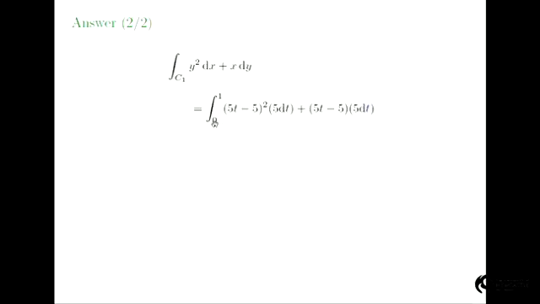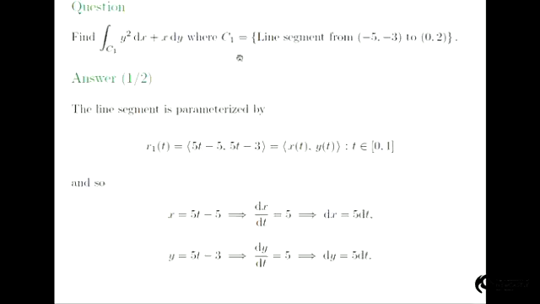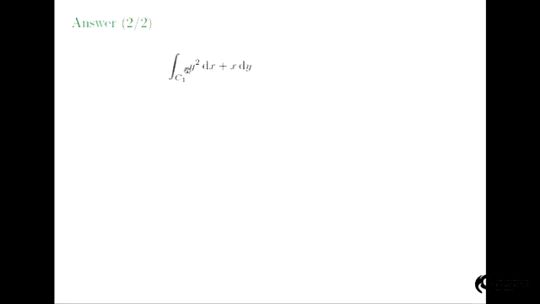We need to move from 0 to 1. And now we need to evaluate y squared and x at a parameterization. And remember, y is getting 5t minus 3, and x is getting 5t minus 5. 5t minus 3 squared is 25t squared, I don't know, and so on. Oh, no, I just wrote it like this. 5t minus 3 squared, 5 dt, plus 5t minus 5 times 5 dt.